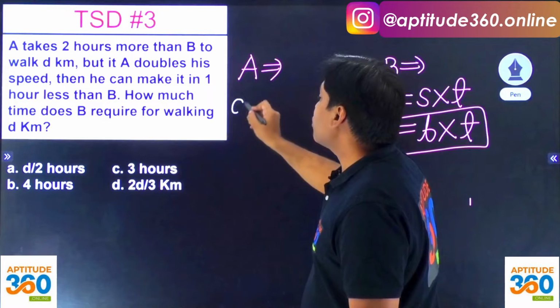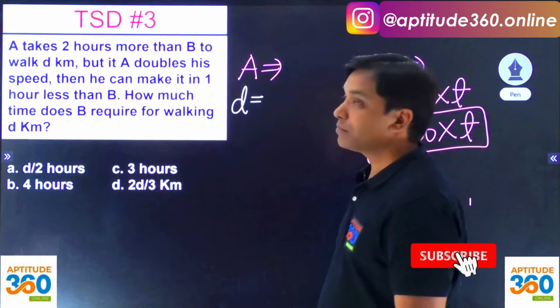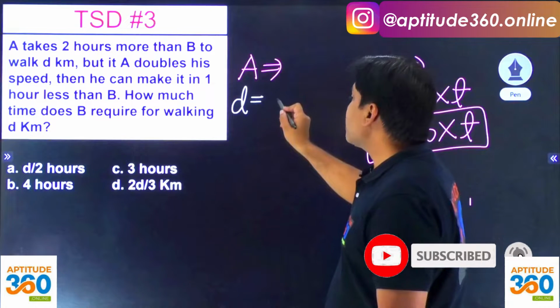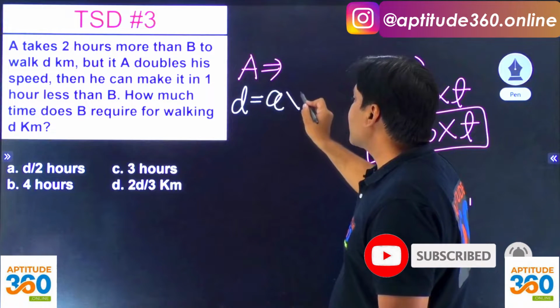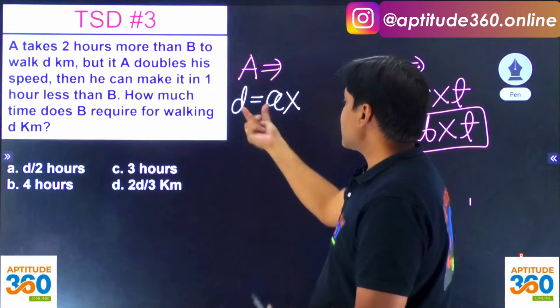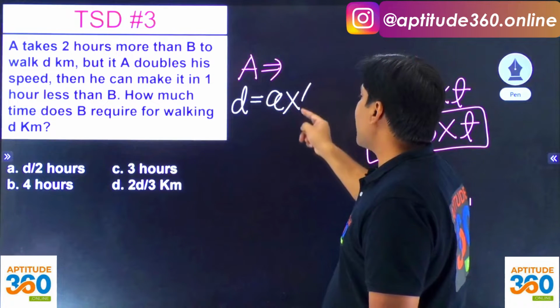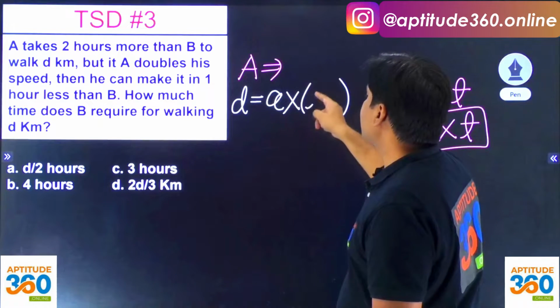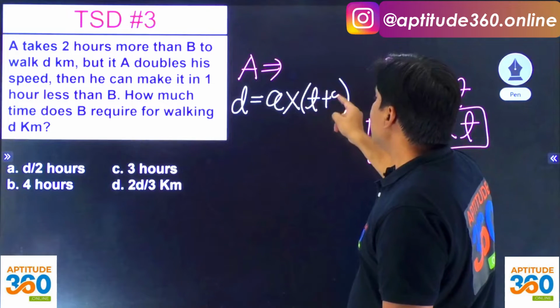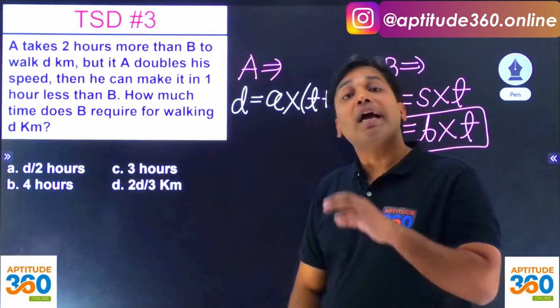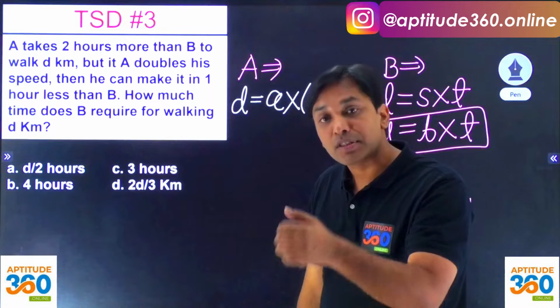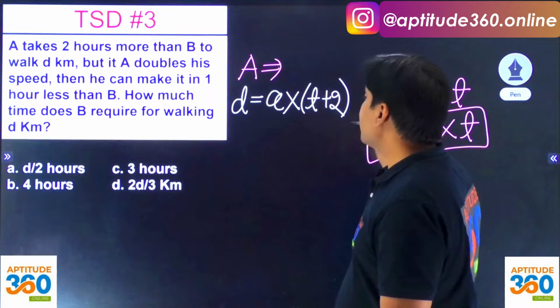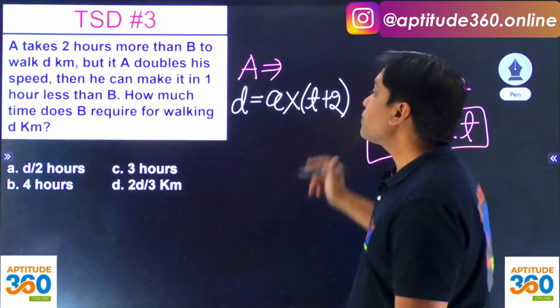So in order to travel D kilometers, let us assume that the speed of A is A kilometer per hour. So distance is equal to speed into time. And what is the time that I should be writing? T plus 2. If T hours is being taken by B to travel the same distance, then the time taken by A is going to be T plus 2.